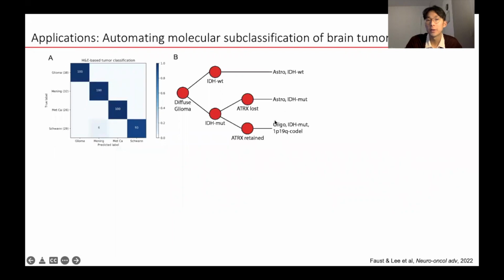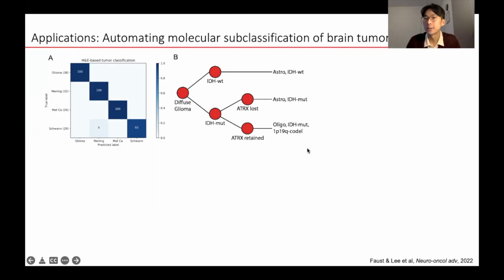So we came up with this simplified version of a decision tree for glioma, whereby diffuse glioma could be further subclassified as IDH wild type or IDH mutant, as well as ATRX lost or ATRX retained, to have these 3 subclasses.